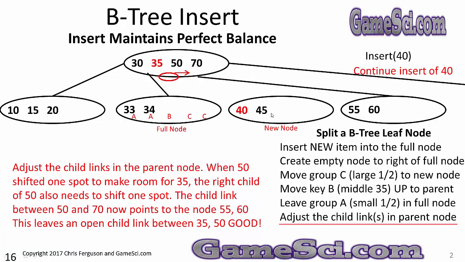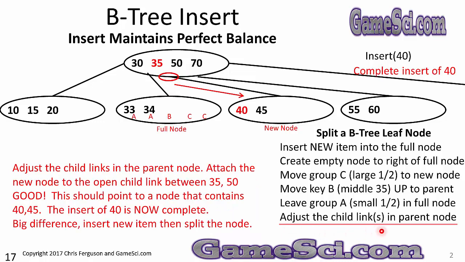And there it moved. We're still adjusting the child links in the parent node. When 50 shifted one spot to make room for 35, the right child of 50 also needs to shift one spot. The old right child of 50 moves over to be the new right child of 50 right there. The child link between 50 and 70 now points to the node with 55 and 60. That's exactly where it should point. Notice also this opens up a child link between 35 and 50.